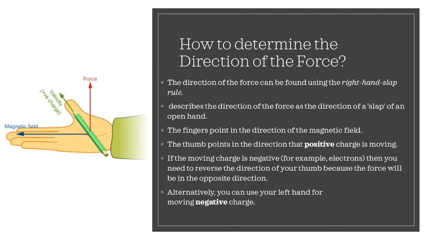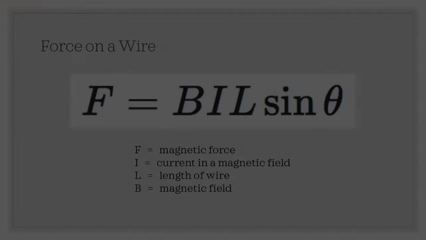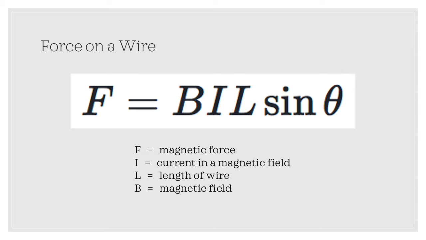If the moving charge is negative, for example electrons, then you need to reverse the direction of your thumb, because the force will be in the opposite direction. Alternatively, you can use your left hand for moving negative charges. The formula for force on a wire is: magnetic force equals magnetic field times the current in the magnetic field times the length of the wire times sine theta.